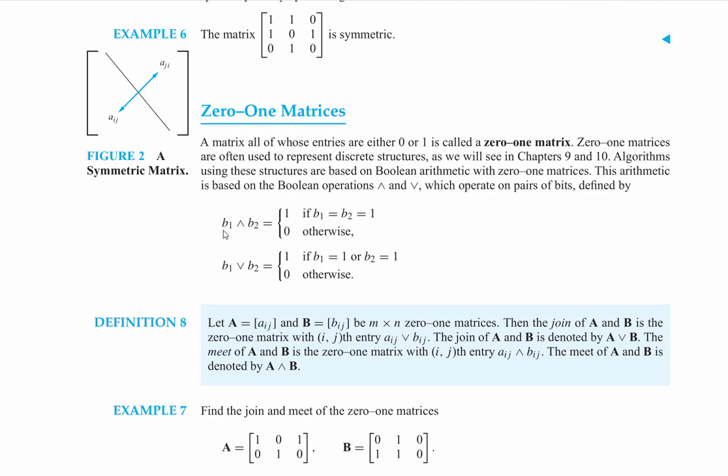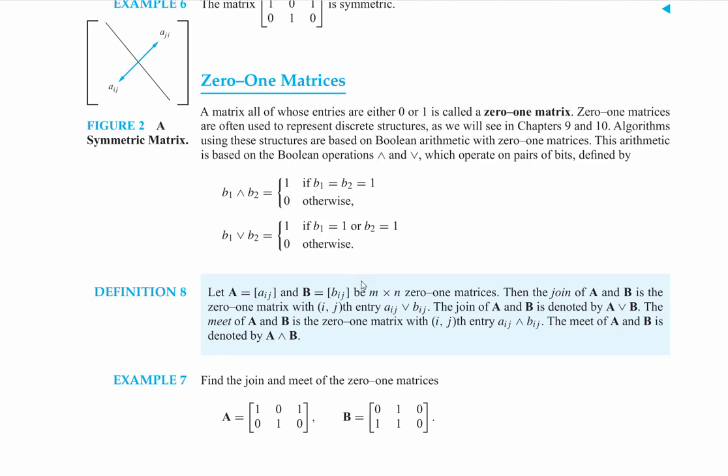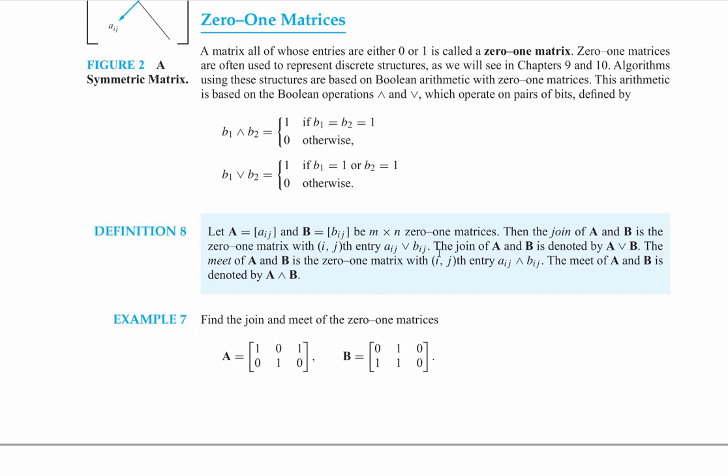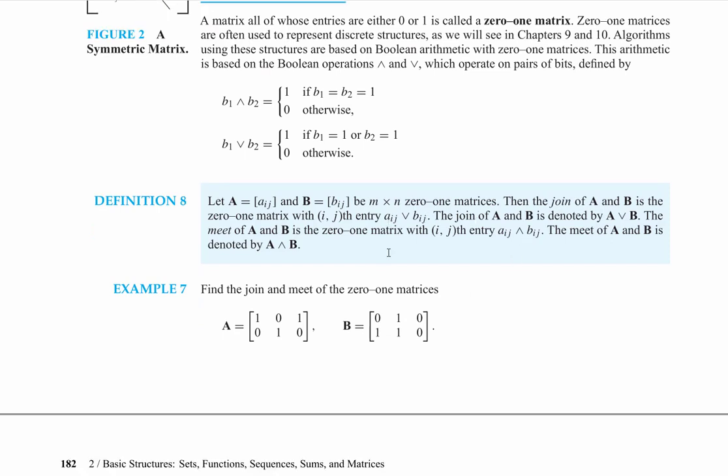Yeah, if you want a formula, so if you're ANDing 2 bits together, you get a 1 if the bits are both 1, otherwise it's 0. If you're ORing 2 bits together, it's 1 if either or both are 1, and it's 0 if they're both 0. And we have the join and the meet.